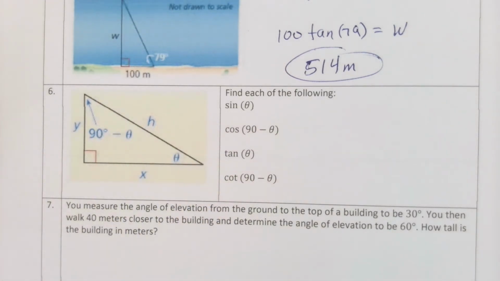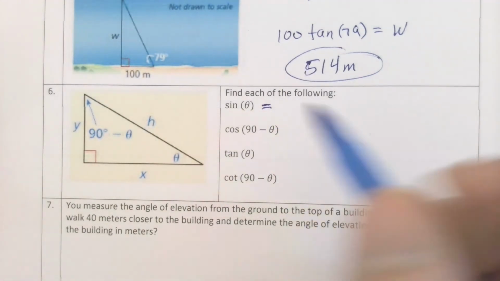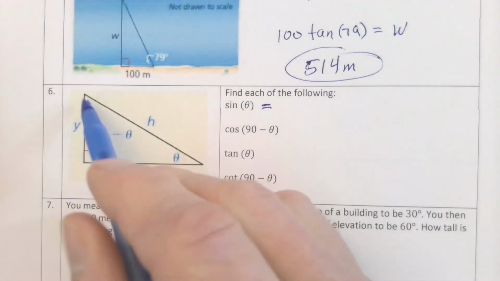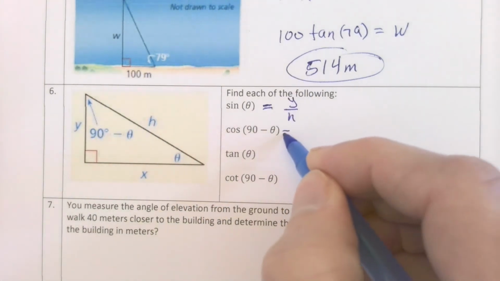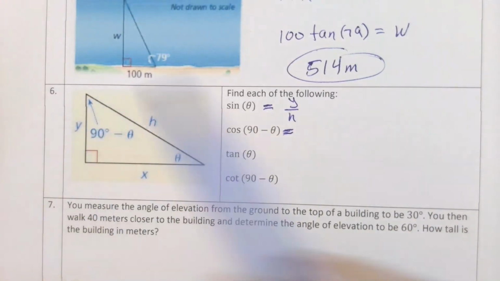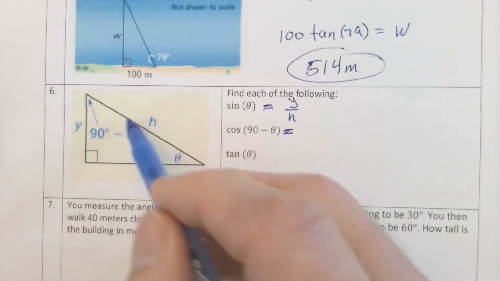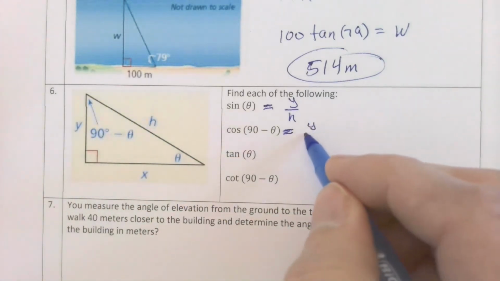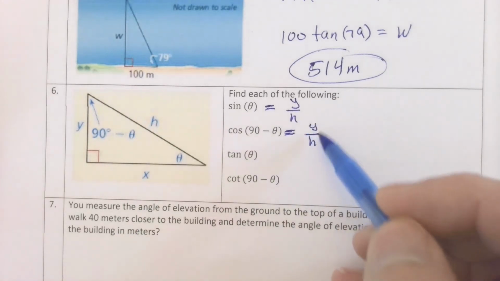We are to write an expression for sine theta. Sine is opposite leg over hypotenuse. So that's y over h. And then we're supposed to turn around and find the cosine of the other acute angle, 90 minus theta. Well, cosine is adjacent over hypotenuse, so that is also y over h. No, your eyes are not playing tricks on you. These are supposed to come out the same.